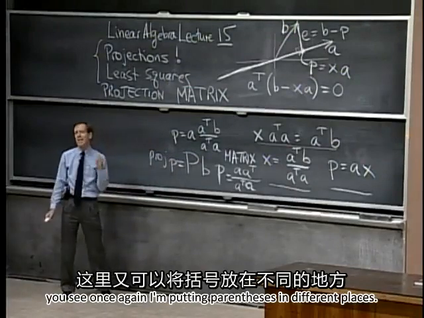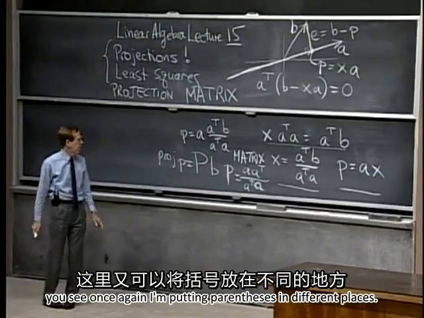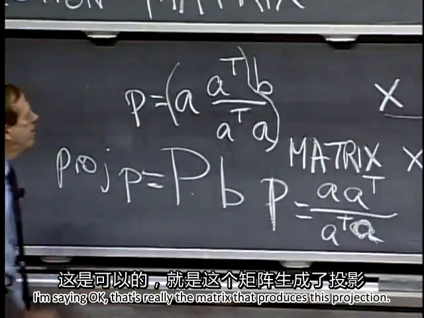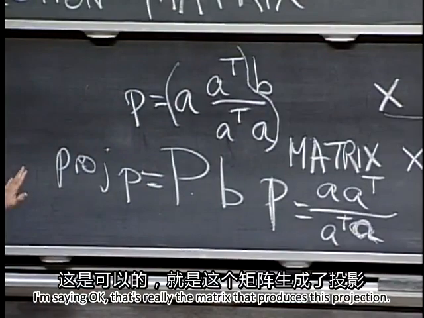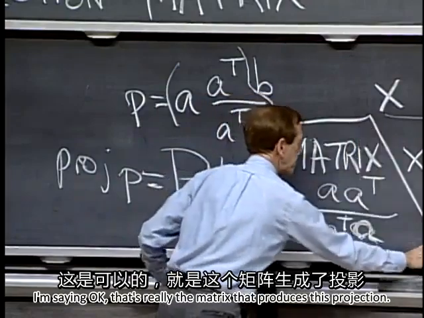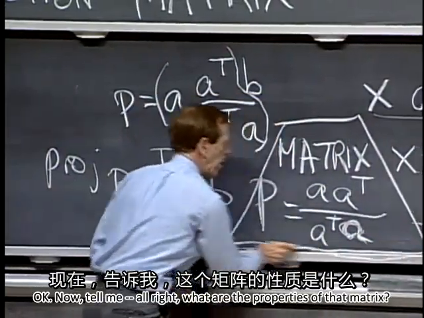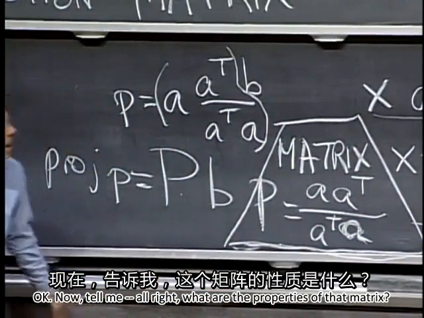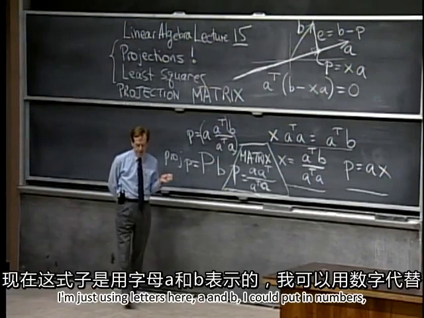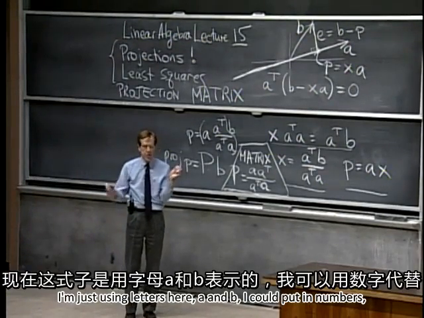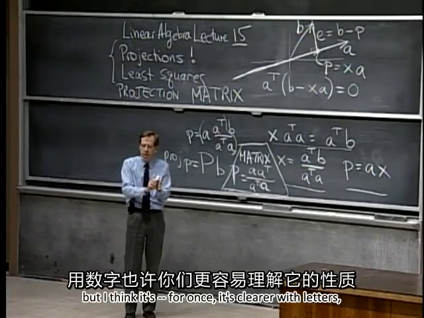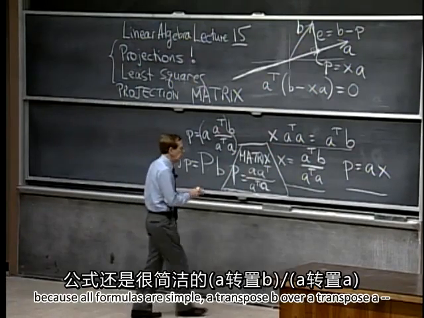You see, once again, I'm putting parentheses in different places. I'm saying, okay, that's really the matrix that produces this projection. Okay. Now, tell me, all right, what are the properties of that matrix? I'm just using letters here, A and B. I could put in numbers. But I think for once it's clearer with letters because all the formulas are simple.